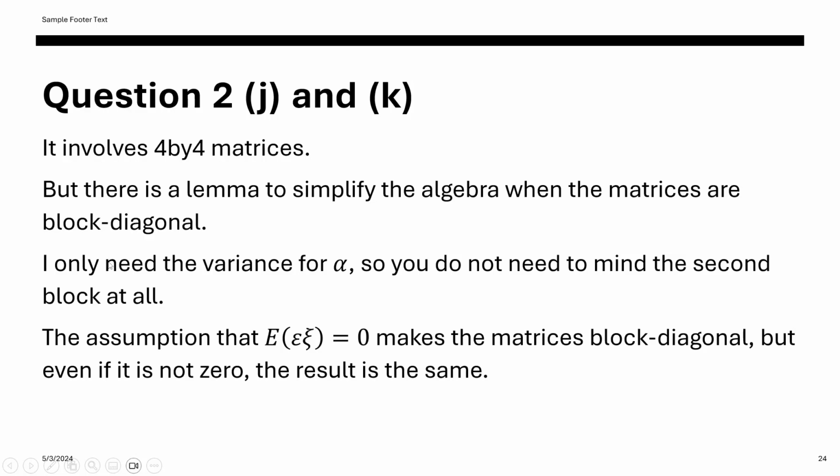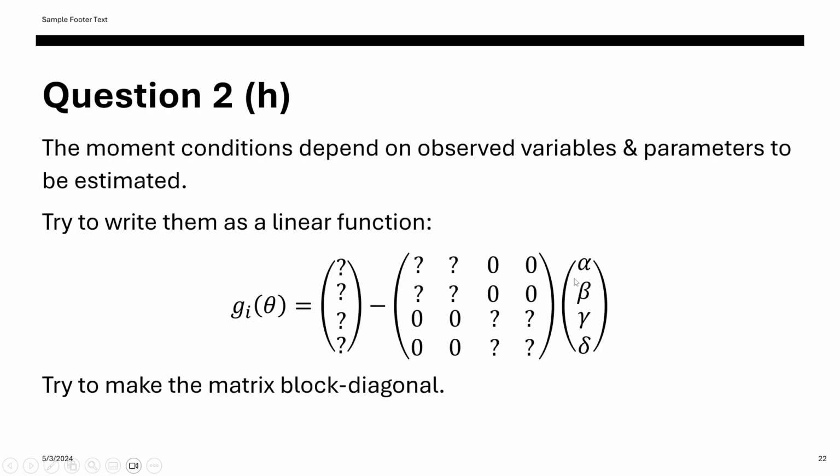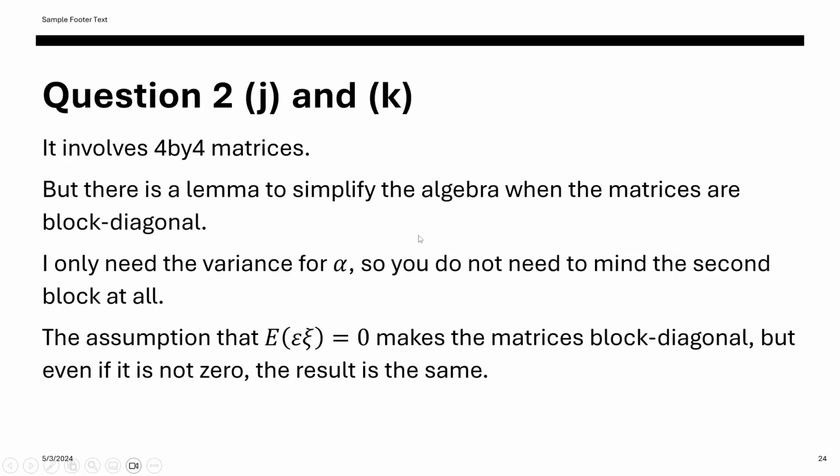Also, we are going to compare only the variance for alpha. So you do not need to calculate the second block at all, right? If you have a 4 by 4 covariance matrix, alpha's variance is the 1,1 element. So you do not need this part, right? Keep that in mind to simplify your algebra. This will save you a lot of time.